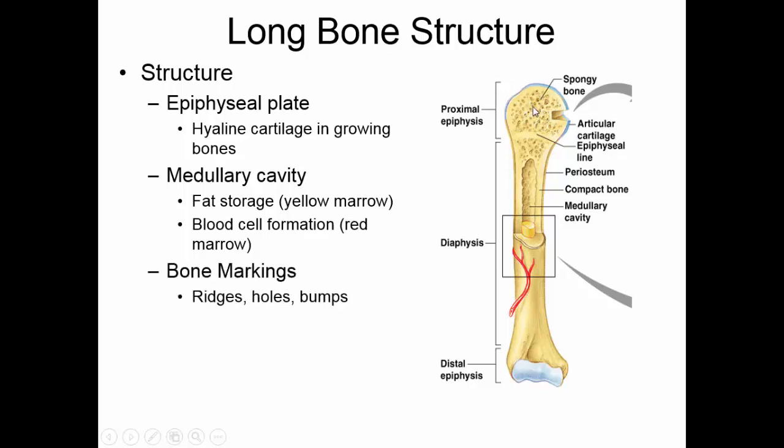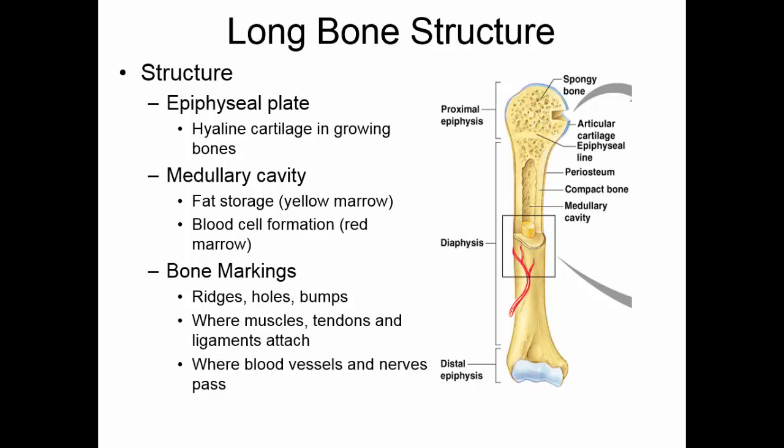Bone markings are simply ridges, holes, bumps, and grooves on bone. It's where muscles and tendons and ligaments attach. It gives them some place to attach, and some of the holes and grooves are where blood vessels and nerves pass through the bone. As we look at the microscopic structure, the cells of the bone are known as the osteocytes.